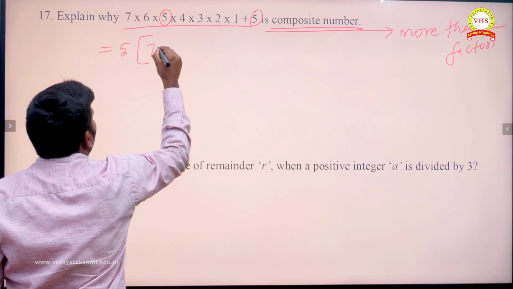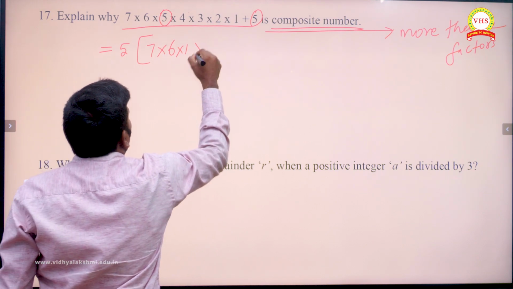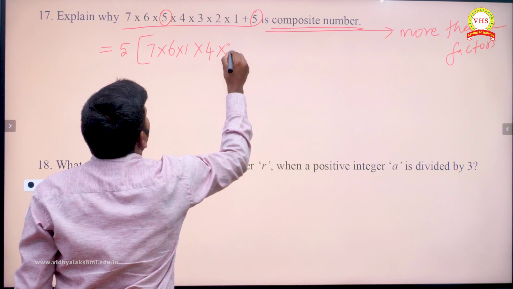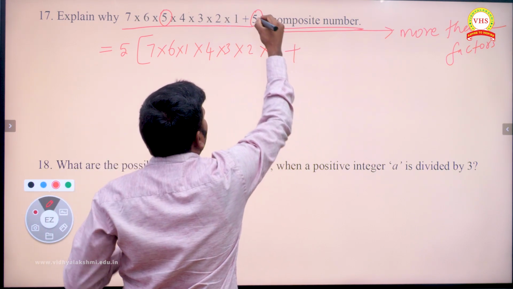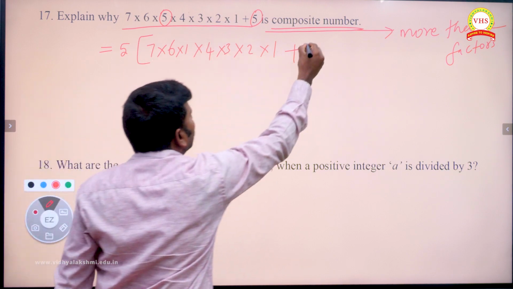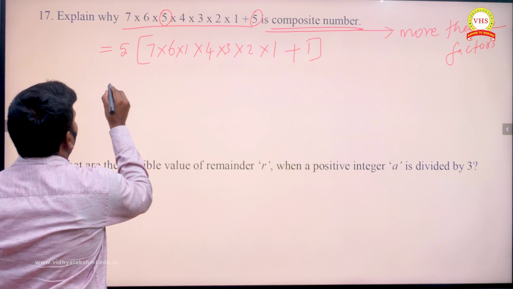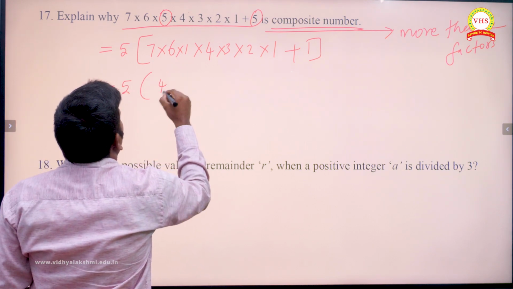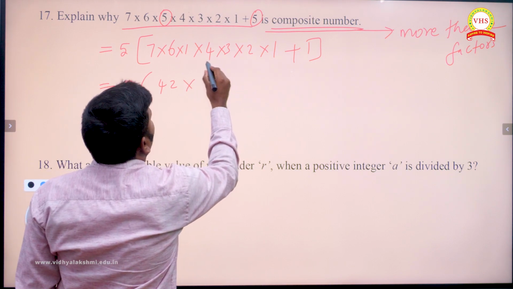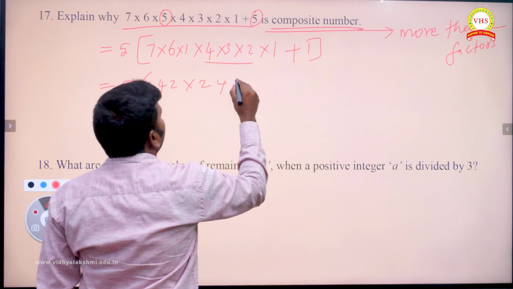Then I have here 7 into 6 into, that 5 I took outside, nothing is there, you put 1. Here 4 into 3 into 2 into 1 plus, this 5 I took outside, then nothing is there, 1 you write. That's it. We have to multiply all those numbers. Then 5 into 7 6s are 42. Then this, what actually? 4 3s are 12, 12 2s are 24, plus 1.